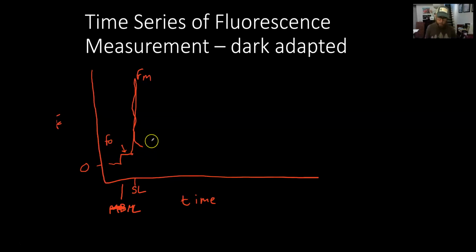And I drew that a little high, but let's say we've got a spike, and then right after that spike, we've got another light source that's coming on. And this is referred to as AL. This is enough light to drive photosynthesis, but it's not going to be a saturating light. All right, and that stays on for a while.